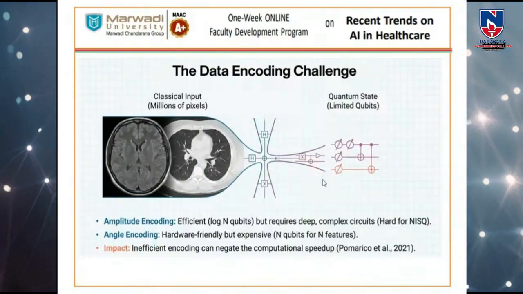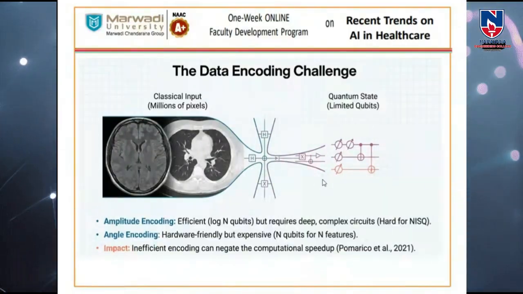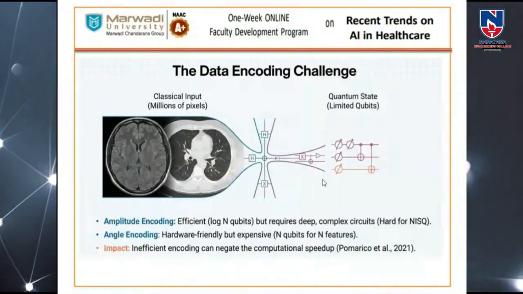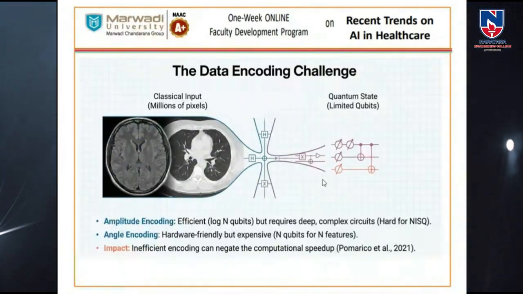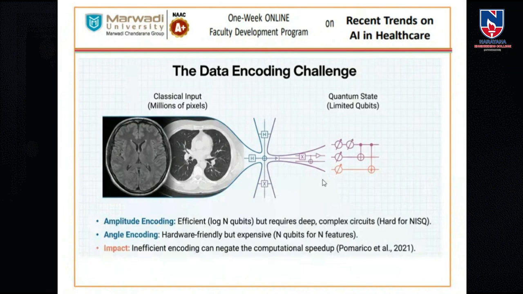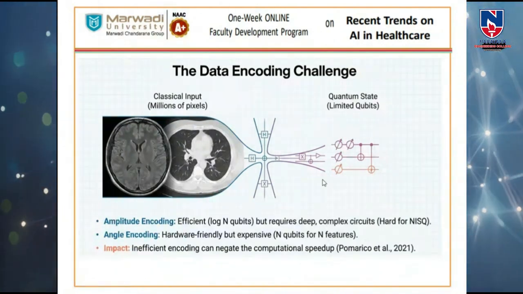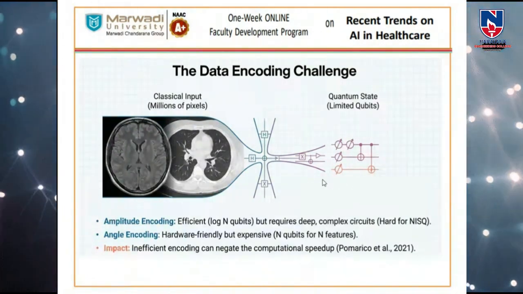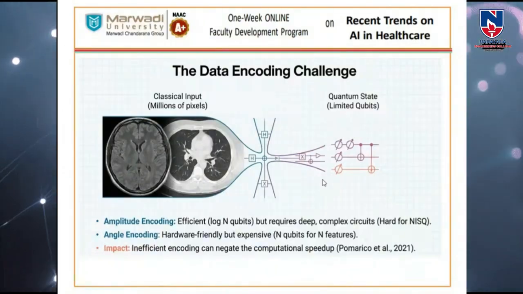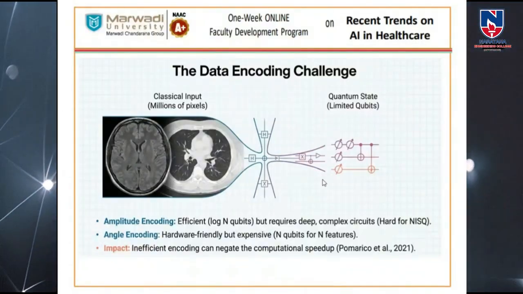That's where people have to focus. One solution is to increase the qubits. Of course, that is imagination. Up to what extent you will be increasing it, you don't know, right? That means people have to work on the encoding technologies, encoding algorithms.